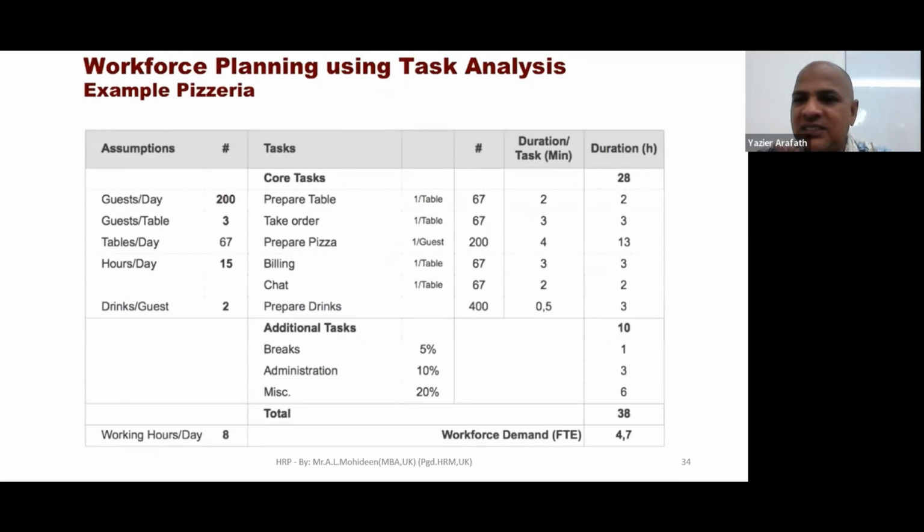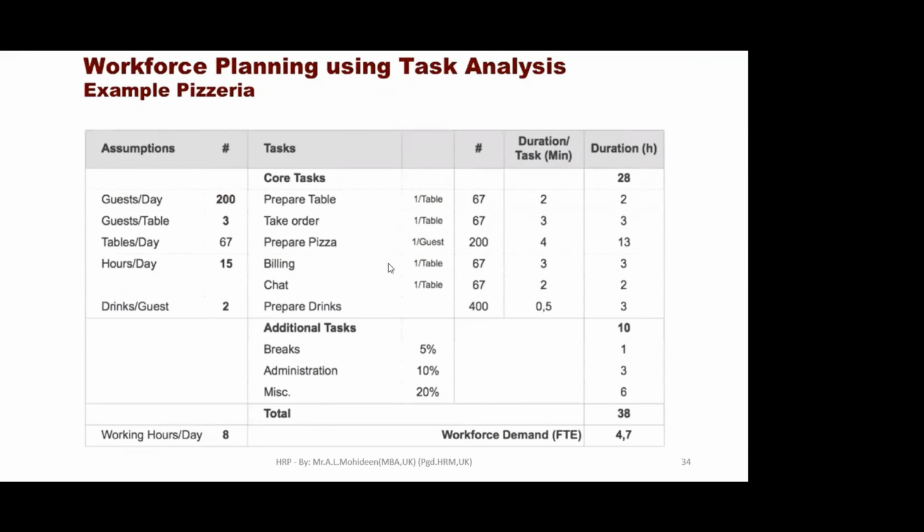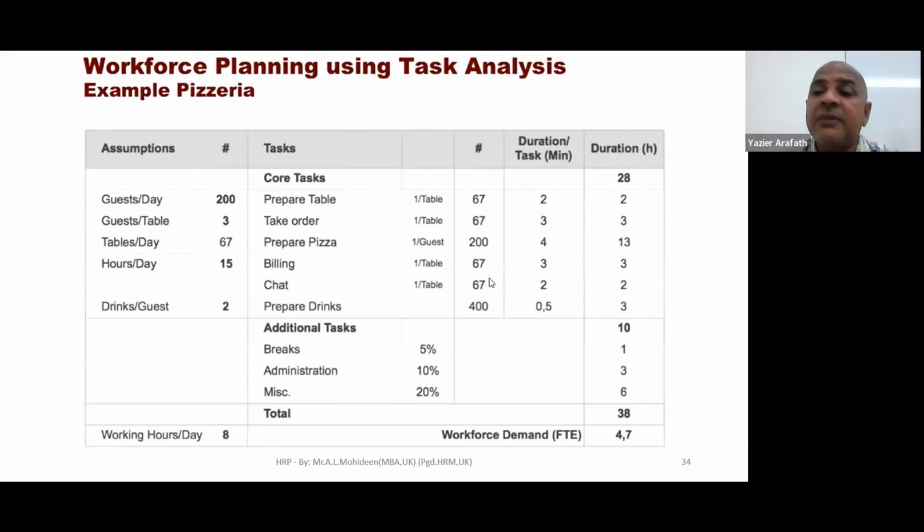How many hours will they stay? What is their order? If they are going to drink something, what is their order? How many pizzas will they order? If it is 200 customers, there is a possibility of 200 pizzas, so preparing 200 pizzas. Do you understand? Billing: how many tables will be billed? 67 tables. How many drinks will be used? 400, so two drinks for one table.